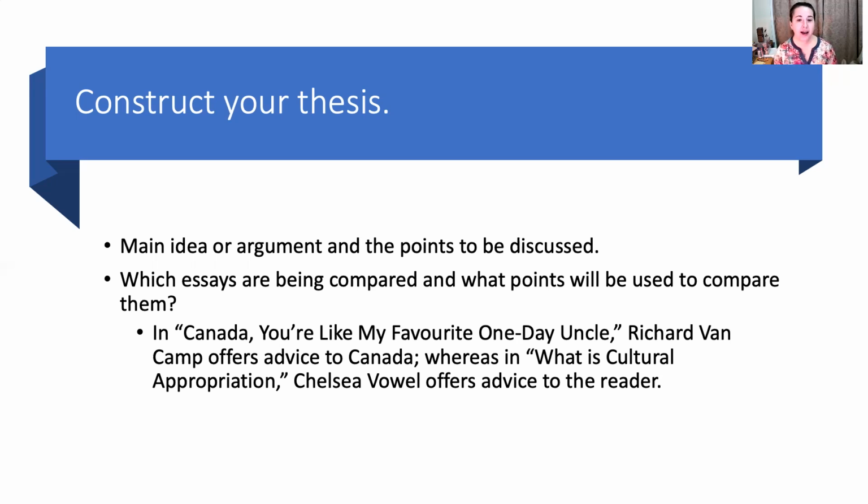So I have an example here. In Canada, You're Like My Favorite One Day Uncle, Richard Van Camp offers advice to Canada, whereas in Cultural Appropriation, Chelsea Vowell offers advice to the reader. So this is how I'm going to structure my essay. I'm going to look at what types of advice Richard Van Camp is giving to Canada and how that strengthens or hinders his argument. And Chelsea Vowell offers advice to the reader about things that the reader might think about, and hopefully that way she's drawing up a call to action from the reader.